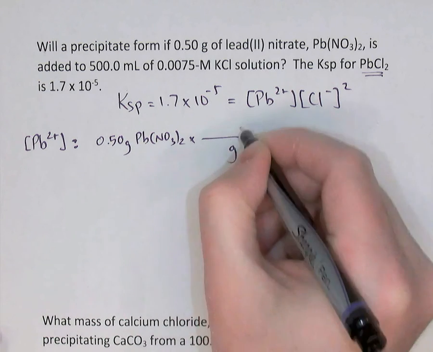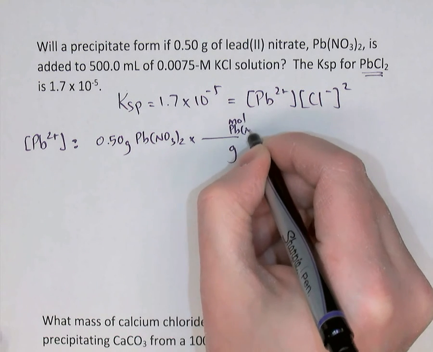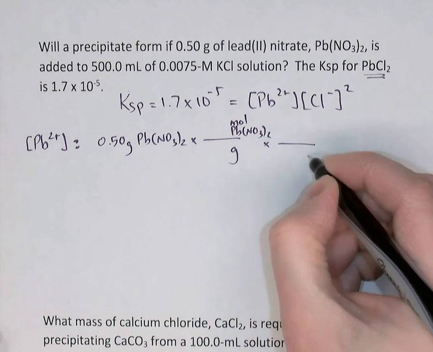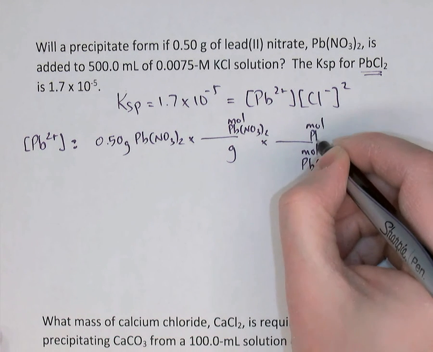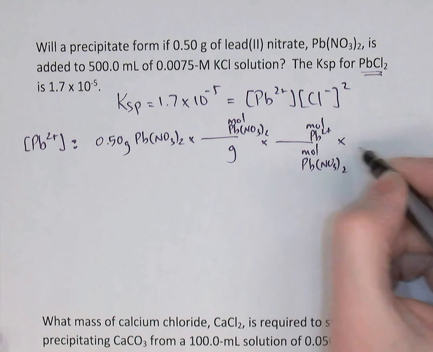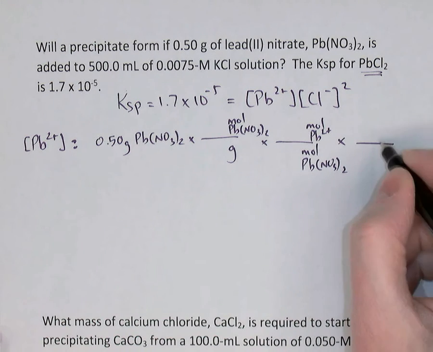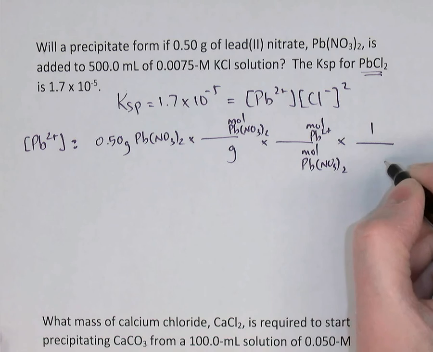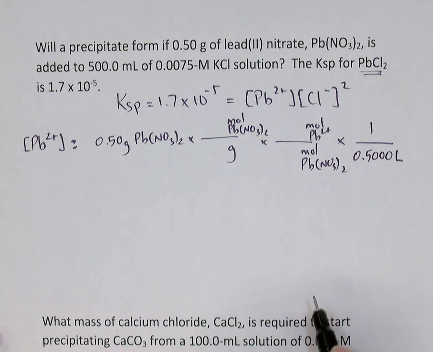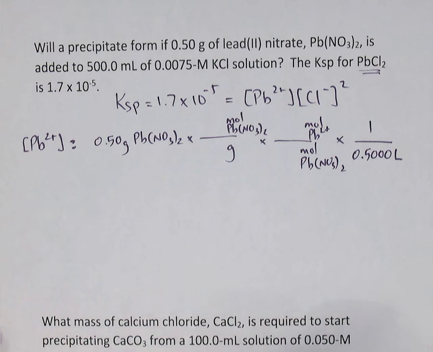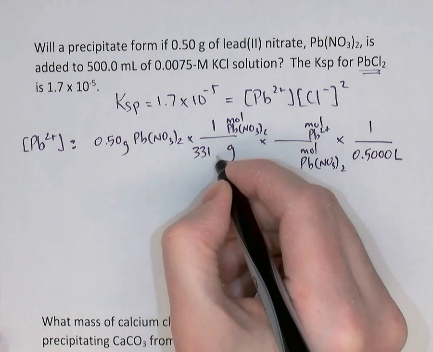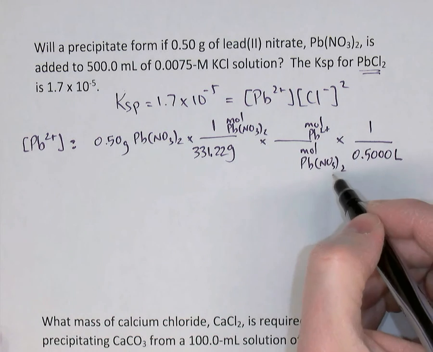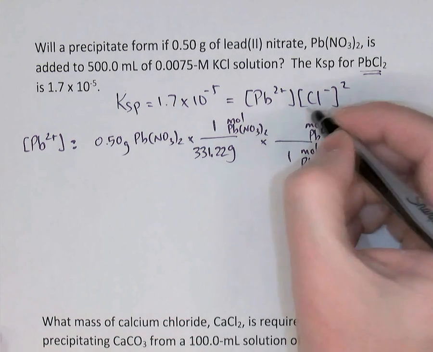If we get rid of the grams and switch to moles of lead nitrate, using the molar mass, we can switch from moles of lead nitrate to moles of lead, using just the formula. And then 500 mL is 0.5 liters. So if we just divide the moles by 0.5 liters, we'd have the concentration. So the first unit multiplier is the molar mass of lead nitrate, 1 mole using the periodic table, 331.22 grams.